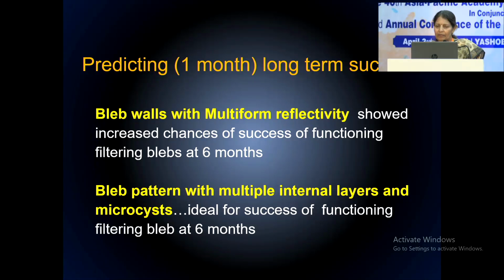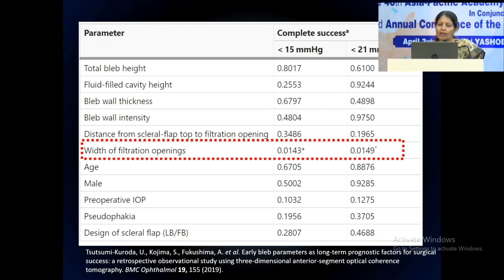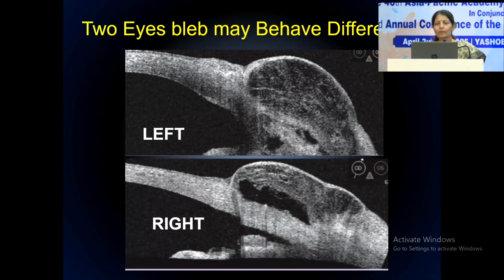A bleb wall with multiform reflectivity shows an increased chance of success, and a bleb pattern with multiple internal layers and microcysts is ideal for the success of a functioning filtering bleb at 6 months. One more Japanese study has been done. Our findings match this study, but they also calculated the width of the internal filtration site. Two eyes' blebs may not have a similar pattern.